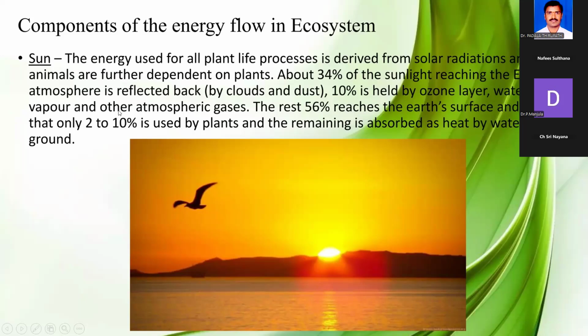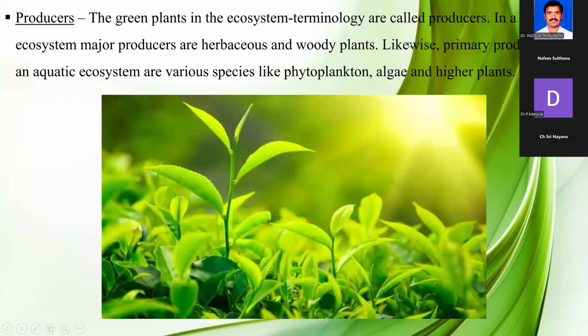So of the total amount of energy released by the sun, only 2 to 10% is absorbed by the plants, and the remaining solar energy is partly absorbed by the atmospheric layers, some by the ozone layer, and some by the water and ground. So only 2 to 10% is absorbed by the plants. Out of 100%, only 2 to 10% is utilized by the plants to synthesize the food materials.